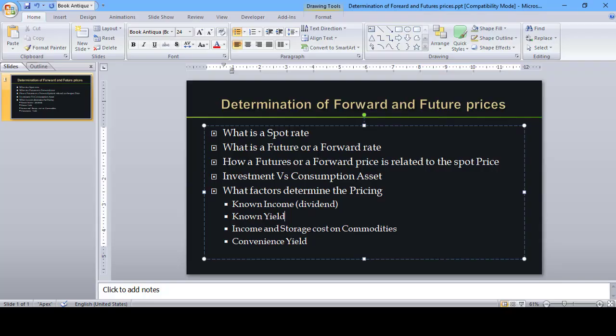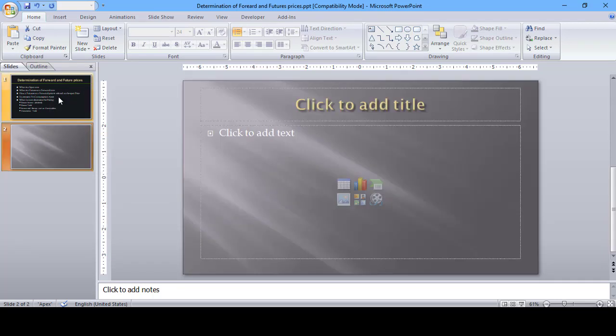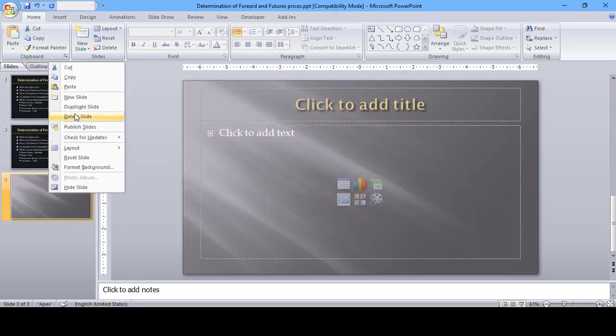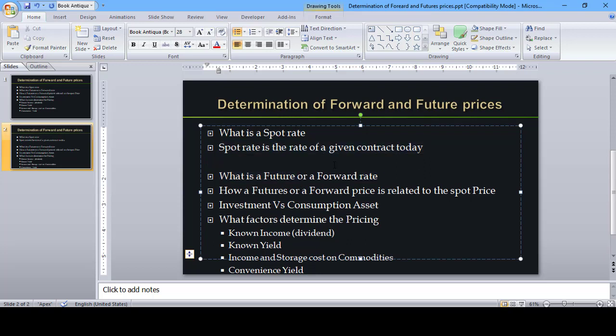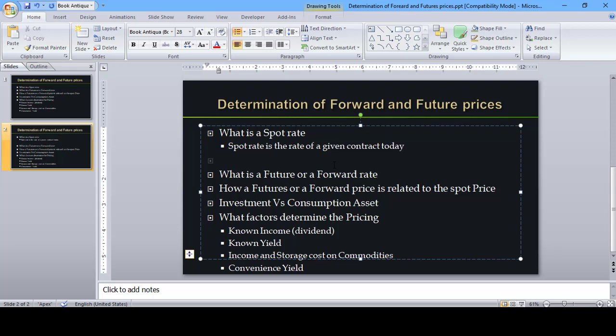Let me pull up a duplicate slide, delete this one, and explain what a spot rate is. A spot rate is nothing but the rate of a given contract today. Let me indent it a bit so that you can follow. Spot rates are very important in determining the futures or forward rate, because what we essentially do is multiply the factors with the spot rate so that we get a small increase in the spot rate, and that is the futures or forward rate.